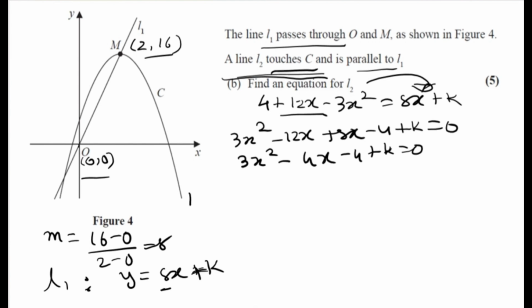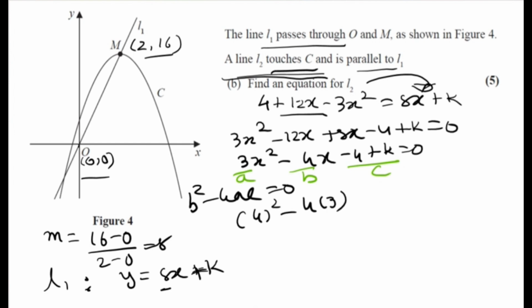In that case, b squared minus 4ac is equal to 0. So I can use this to find the value of k. This is my a, this is my b, and this whole thing is my c. I am putting this into the equation: b squared minus 4ac. So 4 squared minus 4 times 3, which is 12, times minus 4 plus k equals 0.